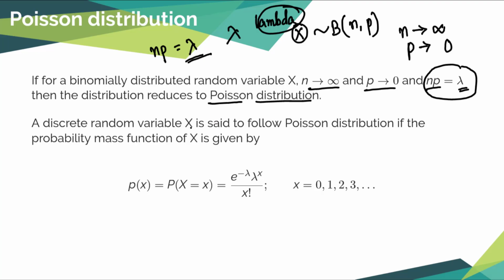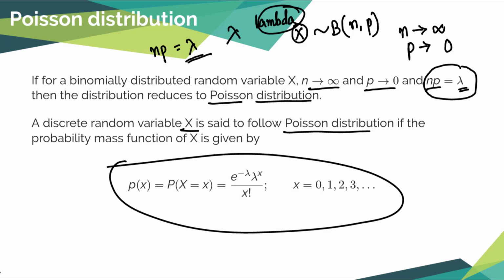So a discrete random variable x is said to follow Poisson distribution if the probability mass function is given by this formula, right? So what is the formula? Probability of exactly x successes is e to the power minus lambda, lambda to the power x by x factorial, right? Replacing the value of lambda and x in every situation, you will get a probability.